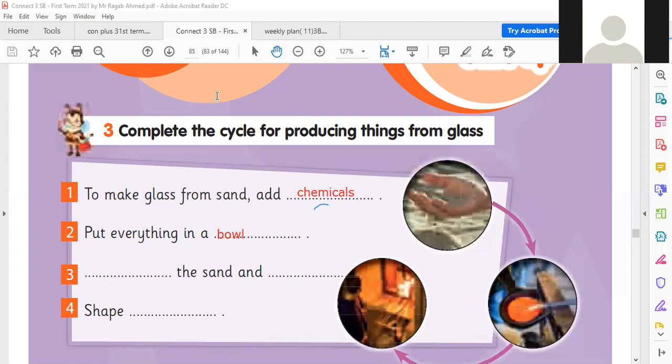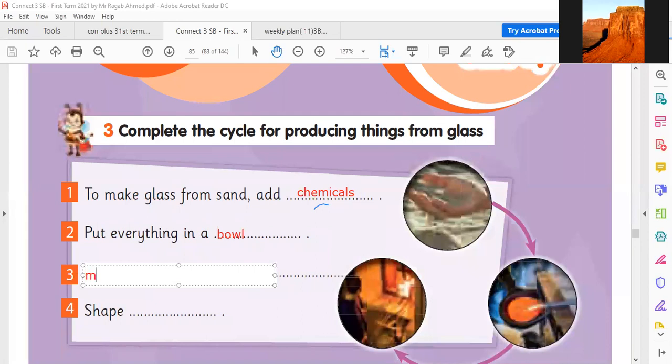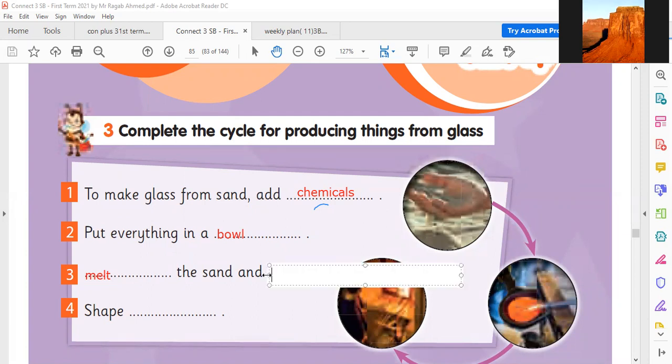Muhammad Hilmi. We melt the sand and chemical. Yes. Melt the sand and chemical. Ahmed Hilmi. Yes. The sand and chemical.